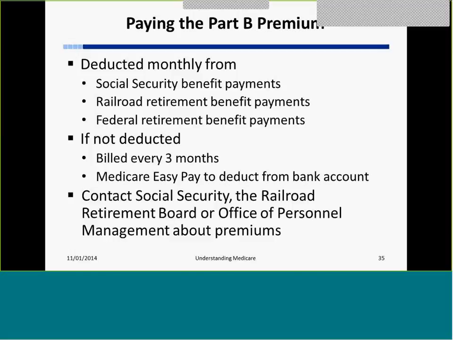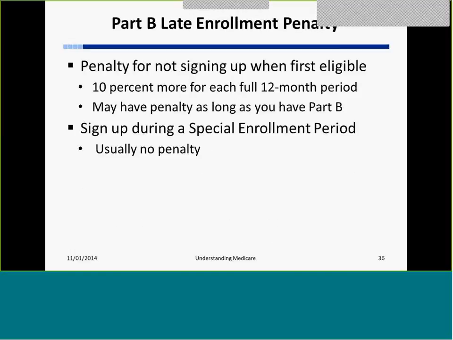Probably single. Okay, so we pay our Part B premium. If I'm on Social Security or railroad retirement, they'll take it out of my benefit. Federal retirees can have it taken out of their federal benefit. If I am not drawing Social Security but I want my Medicare, then I will get a quarterly bill for Medicare, or Medicare will allow me to set up direct deduction from my bank account.